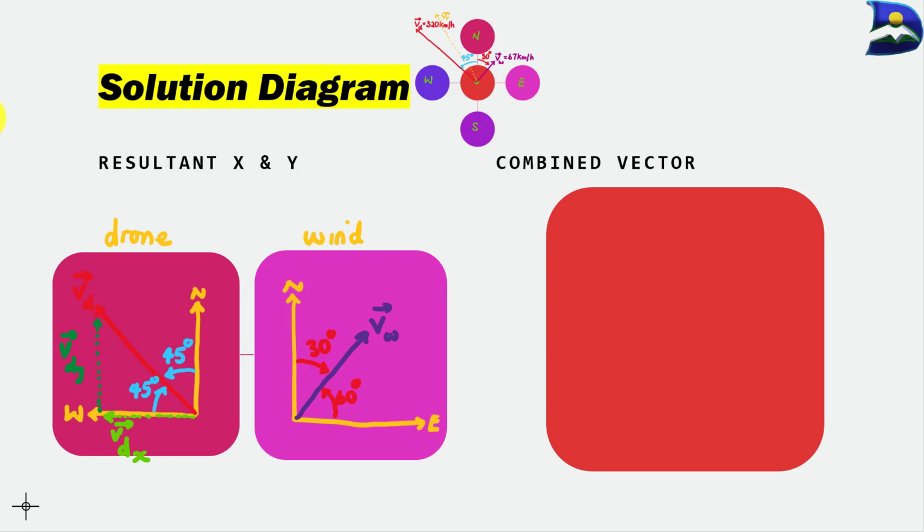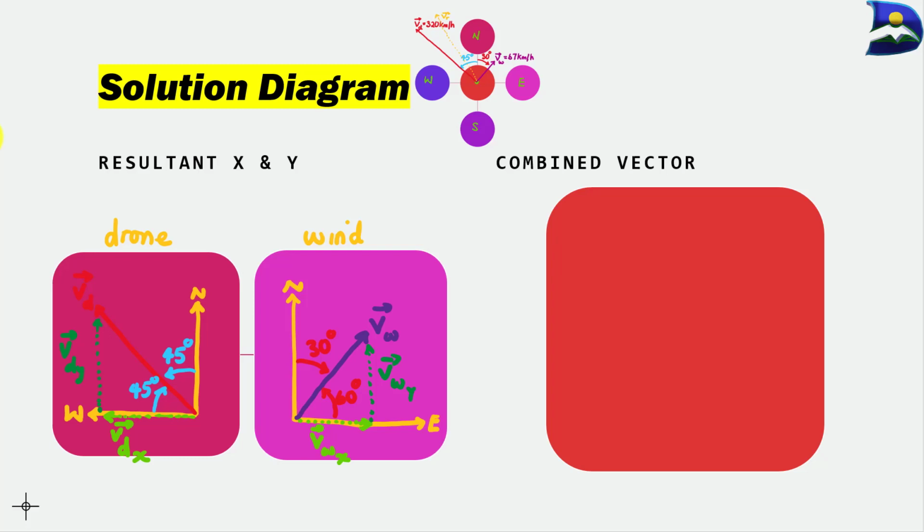And so once we have that, we can now introduce our x component, which is in the east direction, and this here is going to be represented as VWX, while for our y component, which is pointing in the north direction, we are going to represent it as our VWY.